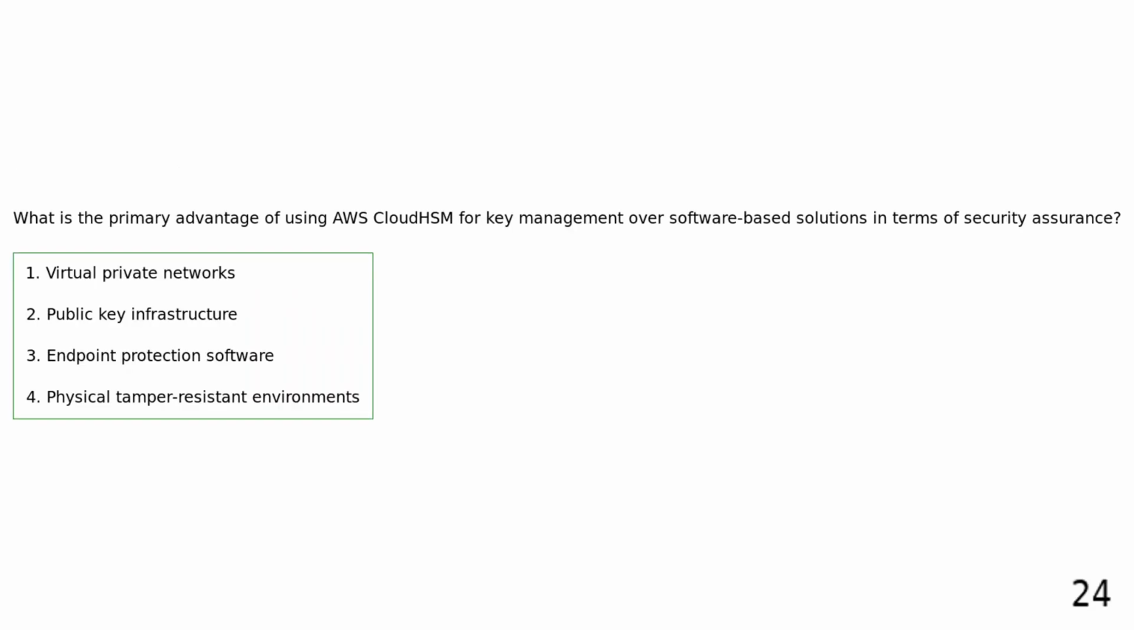What is the primary advantage of using AWS CloudHSM for key management over software-based solutions in terms of security assurance? Virtual private networks. Public key infrastructure. Endpoint protection software. Physical tamper-resistant environments.